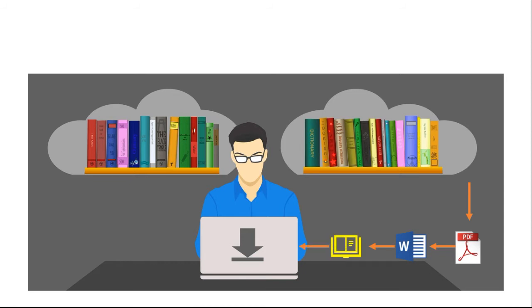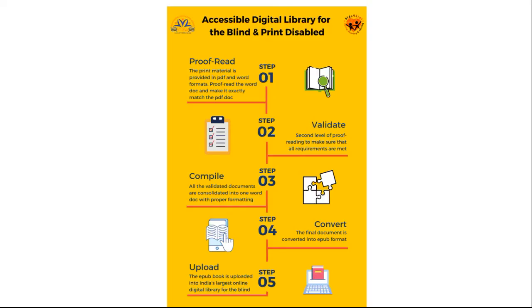At a high level, the project consists of 5 steps. Step 1. Proofread the Word format of the book. Step 2. Validate the output from Step 1. Step 3. Compile or merge the individual files in master file. Step 4. Convert the master file into EPUB format. Step 5. Upload the EPUB file into Digital Library.